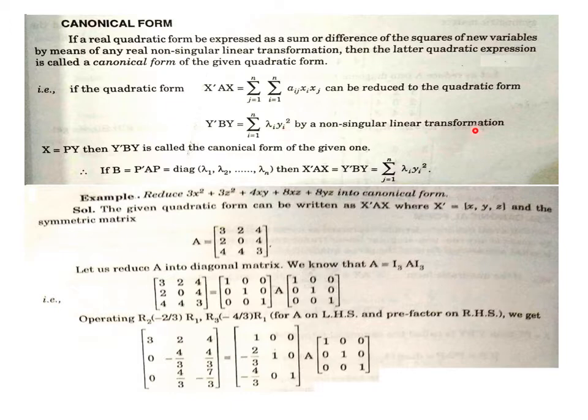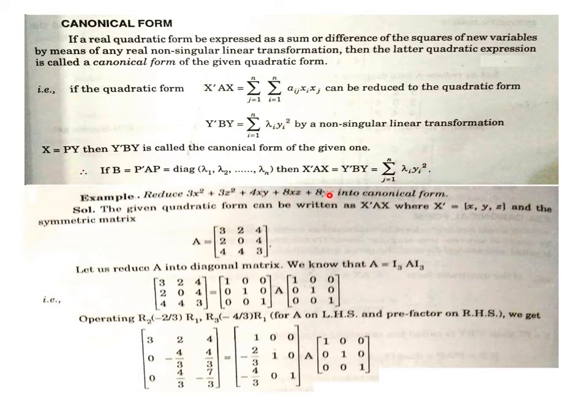Okay, and then that linear transformation is to be referred to as x transformed into y through some helping matrix P. So x equals Py, and because of this B equals P dash AP, the diagonalized form, then that x dash Ax is summarized as y dash By equals that particular expression. It all can be explained through one important example.